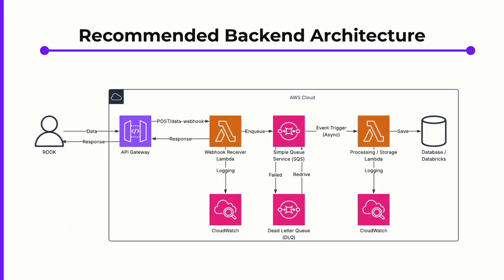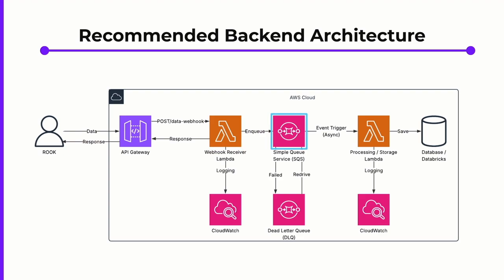Let's walk through an example implementation using AWS services and explain the role of each component. API Gateway exposes the public HTTP endpoint that receives webhook requests from ROOK and forwards them to the webhook Lambda. Webhook Lambda validates the incoming payload, enqueues it into Amazon SQS, and immediately returns an HTTP 200 response to API Gateway once the payload has been successfully queued.